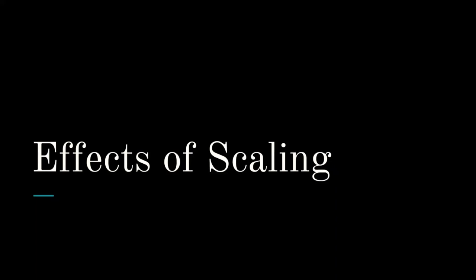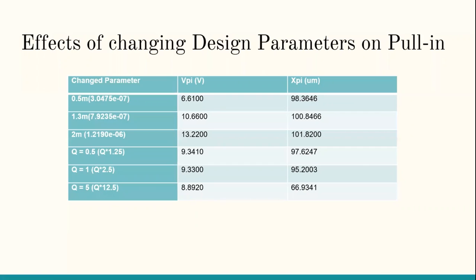Now I will mention the effects of scaling on the device. On this page, you can see the effect of increasing and decreasing different parameters on pull-in behavior. As the mass of the mirror decreases, the pull-in voltage and distance decrease too. Increasing the mass, on the other hand, increases these variables. The mass is not the only factor that changes pull-in voltage. The Q factor also changes it. When we decrease the Q factor, the pull-in voltage and distance increase and vice versa, which is the opposite effect of the mass.